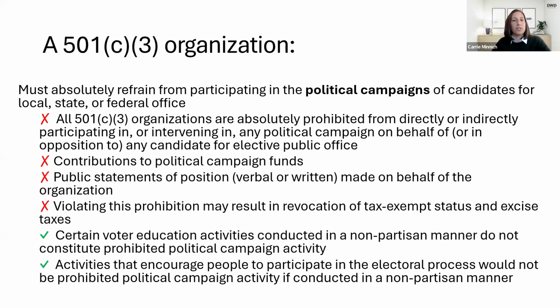As a 501c3 organization, there are some things that you need to make sure that you do, but there are also some things that you need to make sure that you don't do. One of those is political activity. 501c3 organizations are absolutely prohibited from directly or indirectly participating in political campaigns. This means that your organization cannot make contributions to political campaigns, and cannot make public statements of position. So you can't say that you should vote for this individual or this individual, either on your website, verbally, or written, any type of support for one candidate over another.